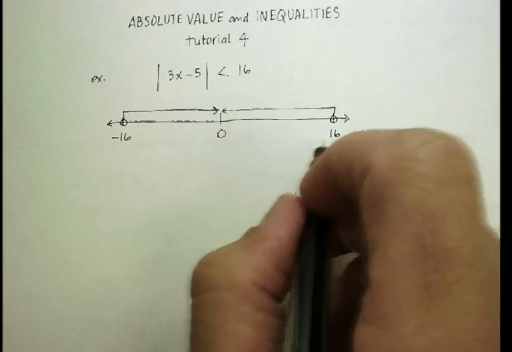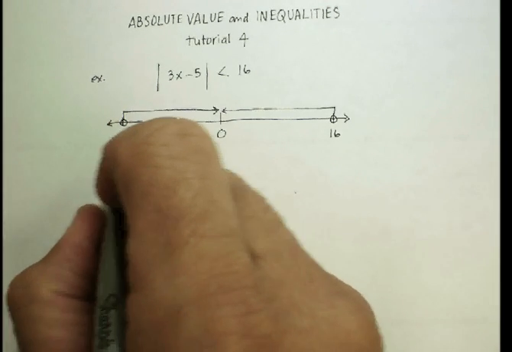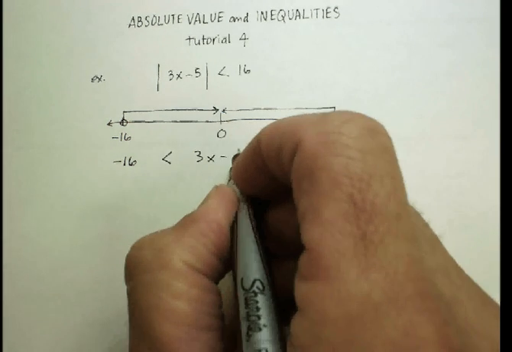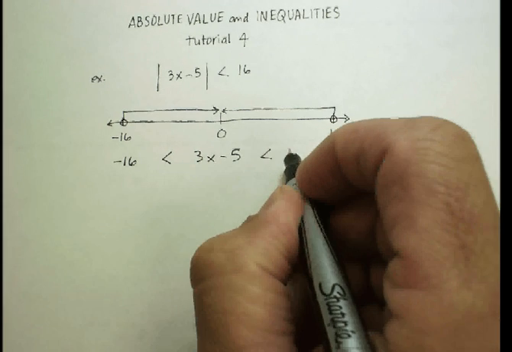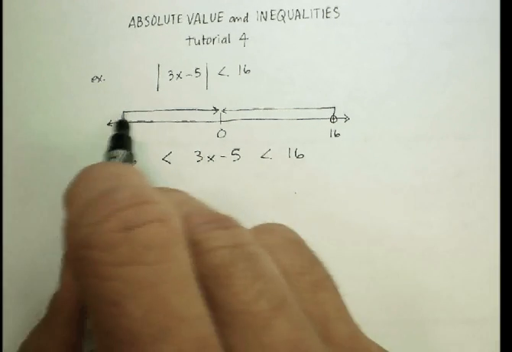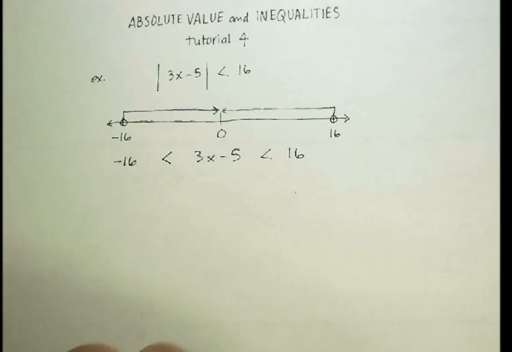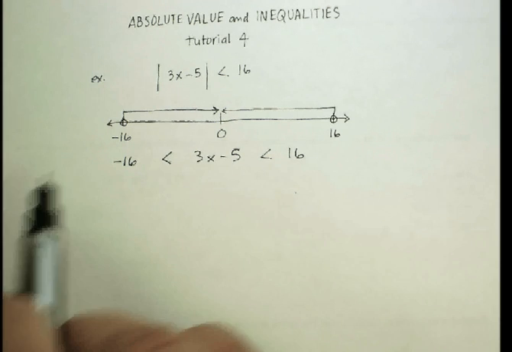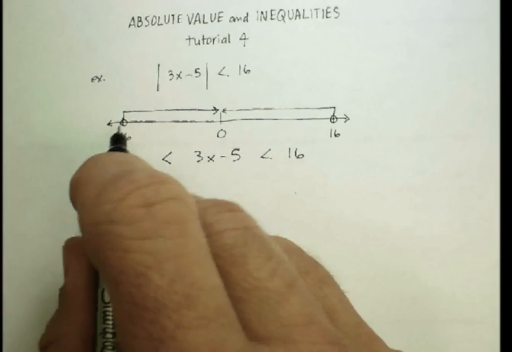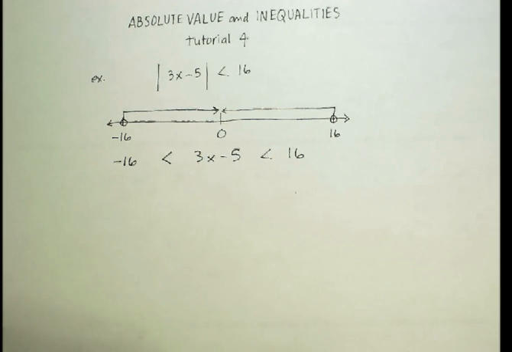So let's rewrite this now using our numbers and inequalities. I'm saying negative 16 is less than 3x minus 5, which is less than 16. That's how I would write this number line as an inequality, all right? Now make sure you understand how to do that. If I were to flip this around, I'd say 3x minus 5 is greater than negative 16, right? So I'm going in that direction. This way it just follows whatever I'm doing.